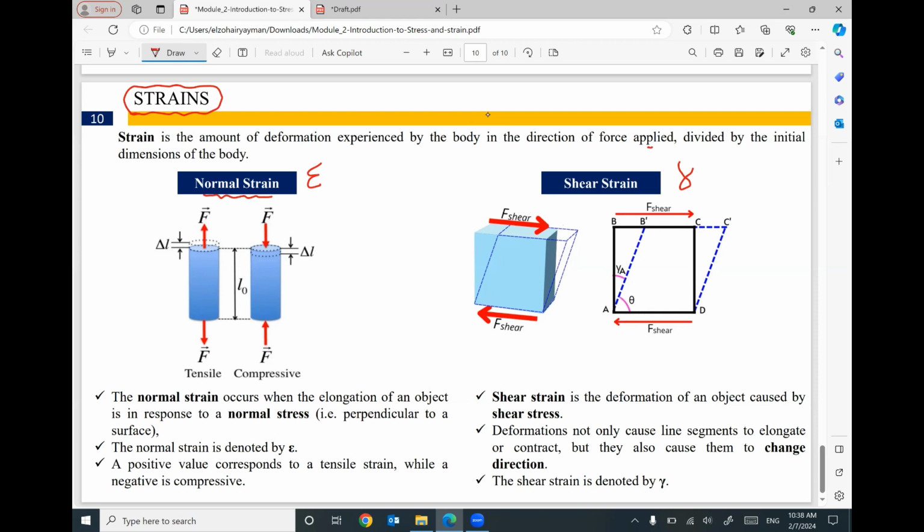The normal strain is caused by normal stress. So if you have stress, we have strain. Keep it in mind. If you have stress, we will have strain. If you have normal stress, I will have normal strain. If you have shear stress, we will have shear strain. The normal strain is called epsilon, and a positive value means tensile strain, and a negative value means compressive strain.